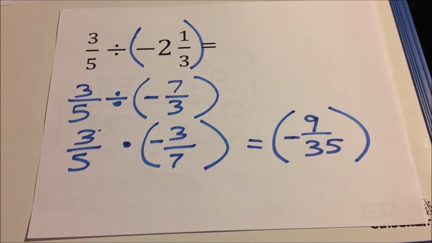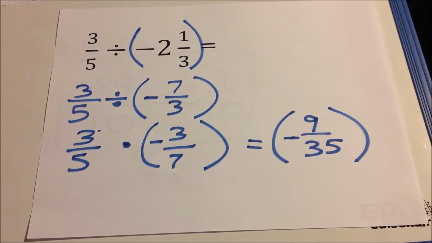Okay, so that's multiplying and dividing. Actually, we were dividing because the multiplication becomes division, and we were dividing rational numbers. Great job.